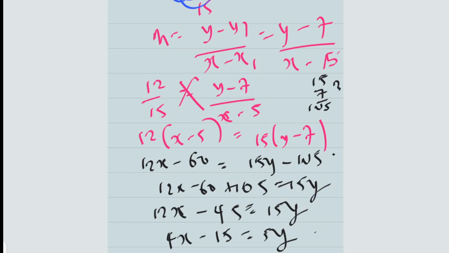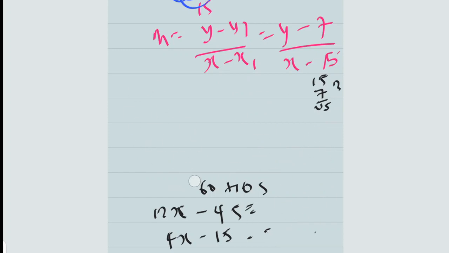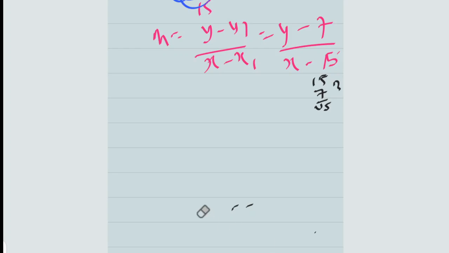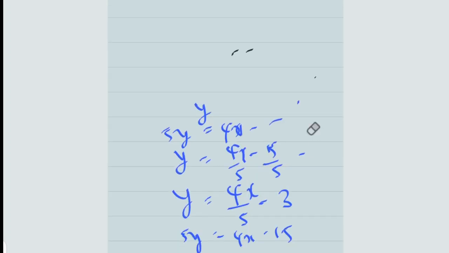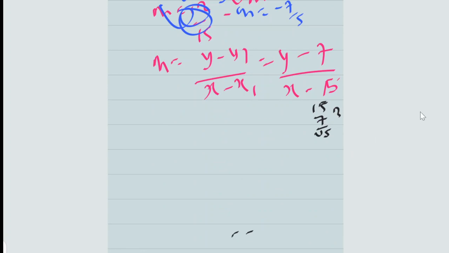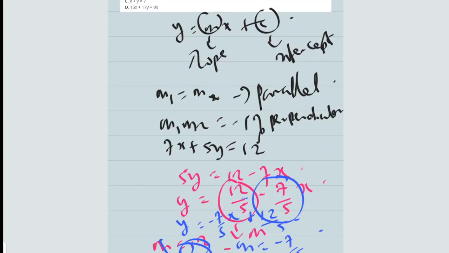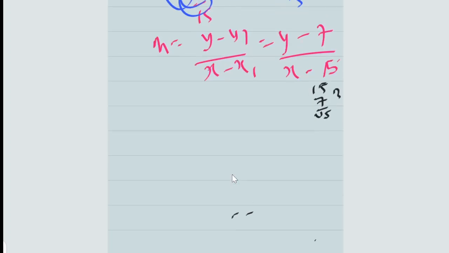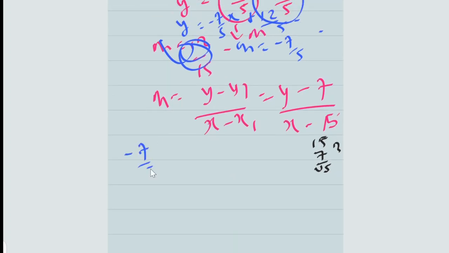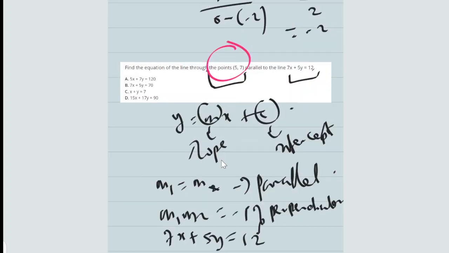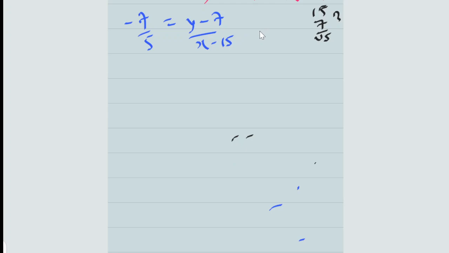Let me just clean it. So our m, minus 7 over 5, is equal to y minus 7 over x minus 5. Is it x minus 5? x minus 5.